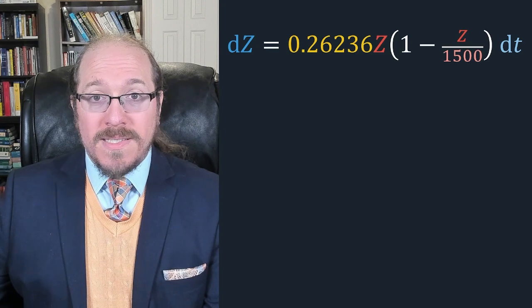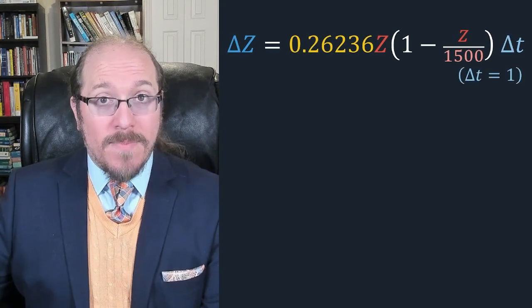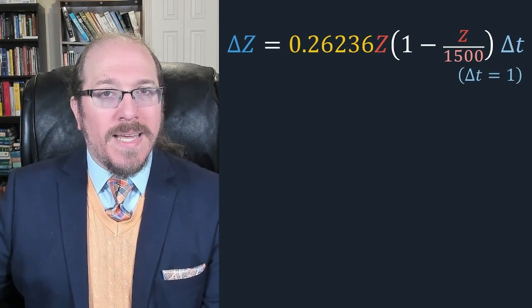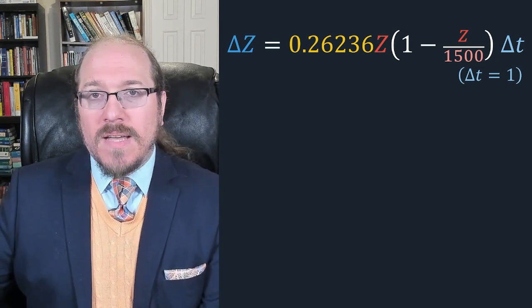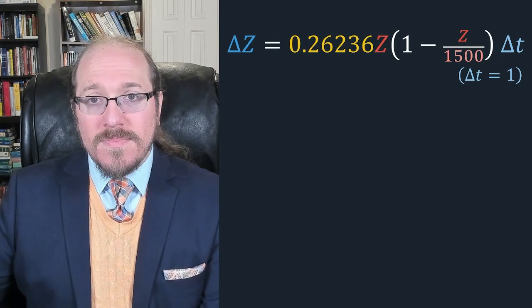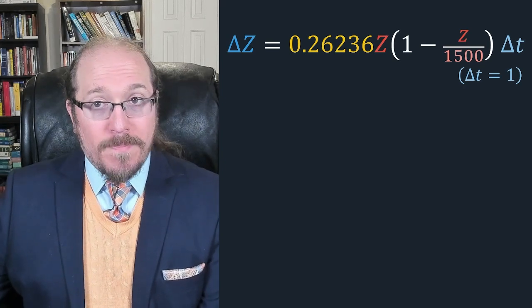For right now, we're actually going to use a pretty big change in time, 1 whole day. So really, our d's should be deltas. And they'll be approximate, but they'll still give us a good idea of what's going on. Let's step through this bit by bit.